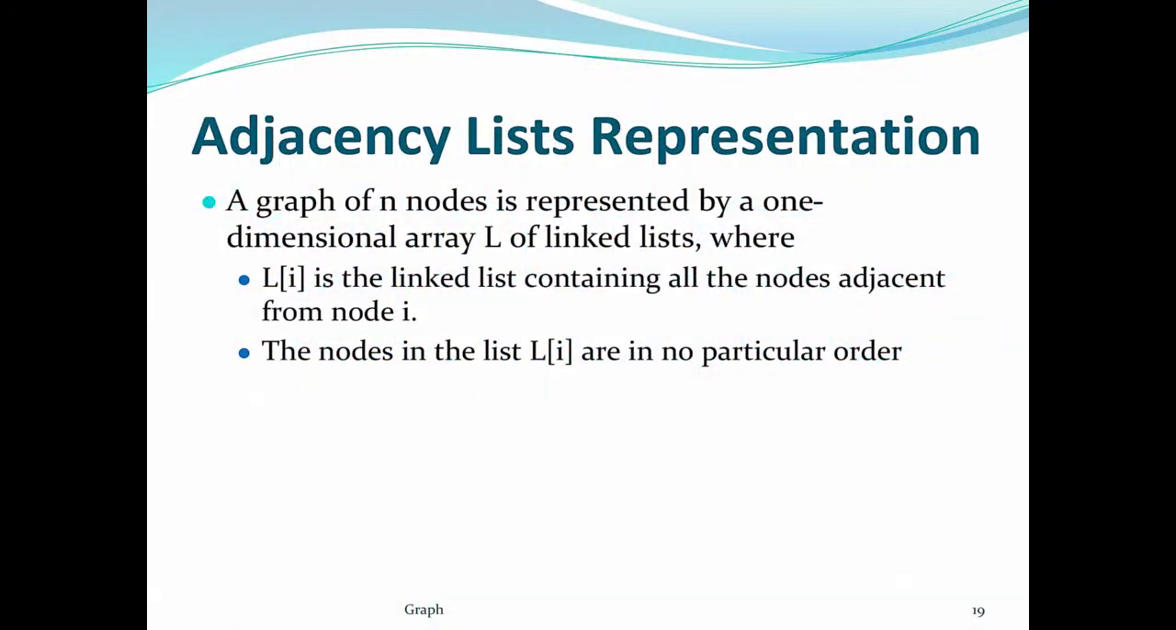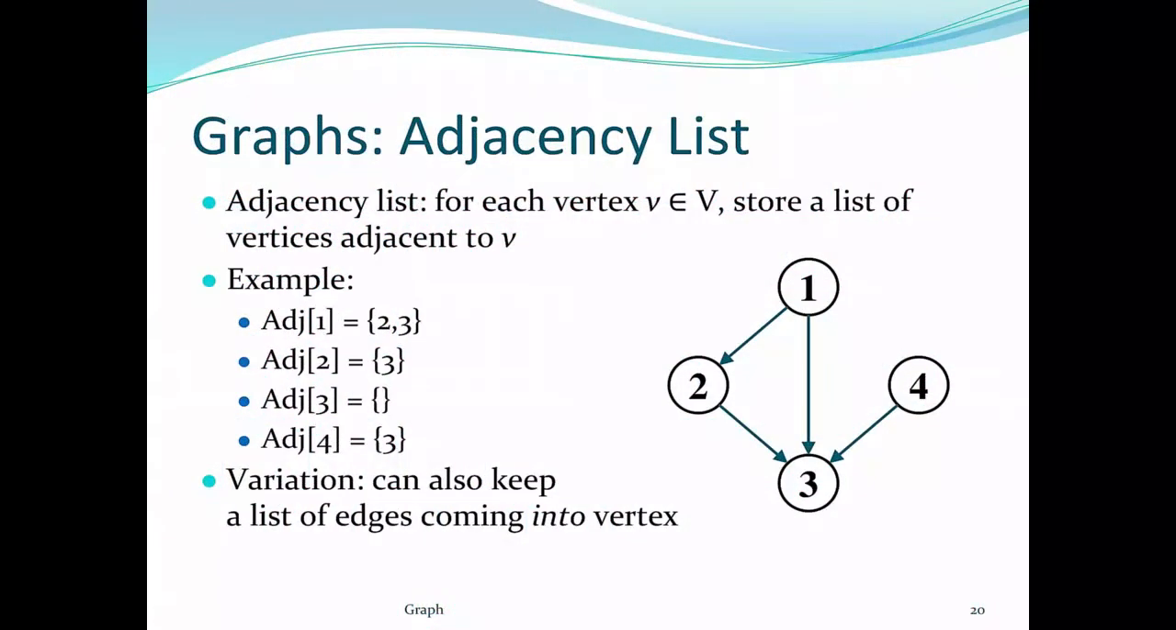Now we see the adjacency lists representation. A graph of n nodes is represented by a one-dimensional array L of linked lists, where Li is the linked list containing all the nodes adjacent to node I. The nodes in the list Li are in no particular order. What is a graph adjacency list? For each vertex, the element stores a list of vertices adjacent to V.